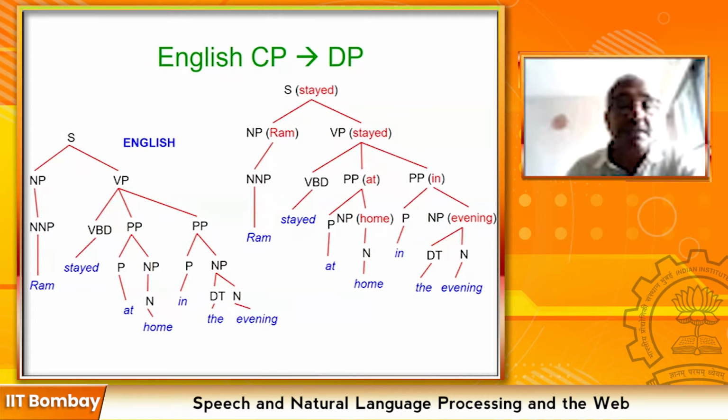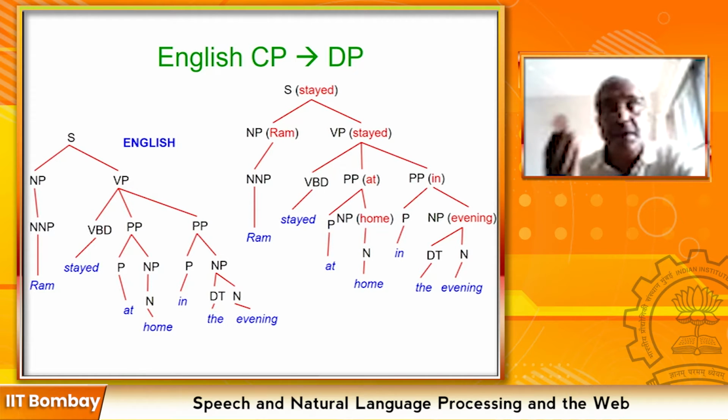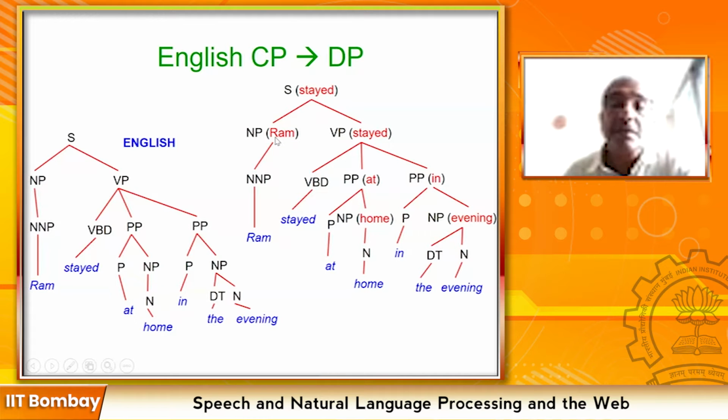So first, English has S, NP, VP, NNP, VBD, PP, PP, and then stayed at home in the evening. So now we begin to move the head and then keep percolating the head up into the non-terminal level. So let's take Ram. Ram is NNP, proper noun, and goes to NP. So this is where Ram ascends to and stays.